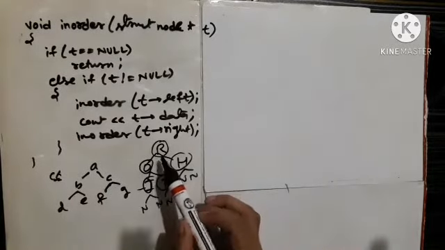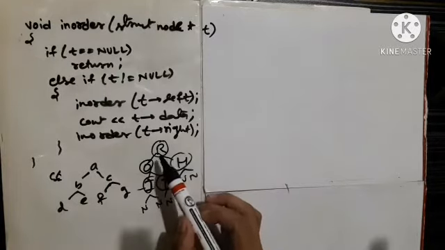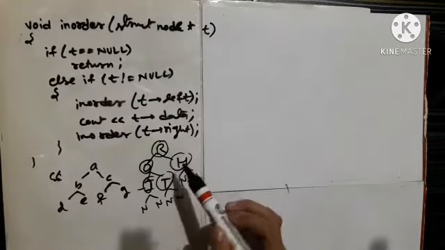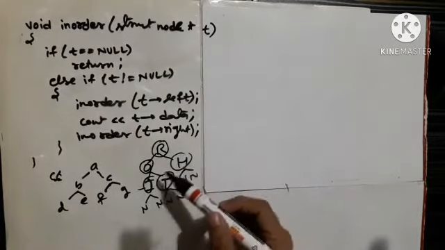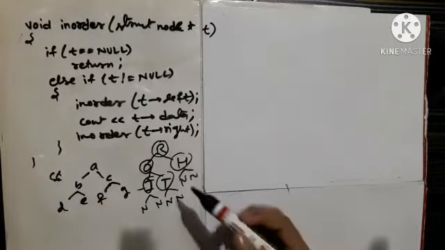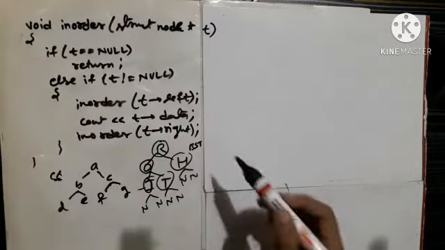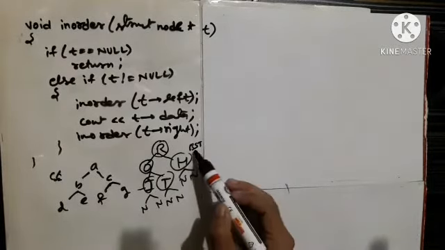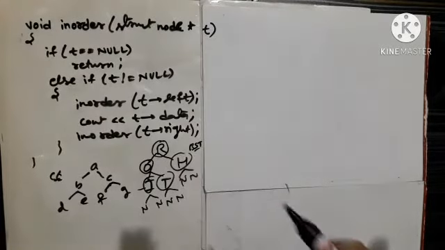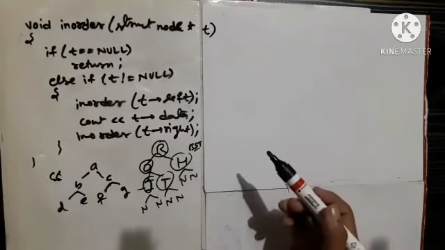What is the left of this node R? O is the left of R, and H is the right of R. So in this way, this is actually a tree. This is a BST, or you can say binary tree. We will discuss what is BST in the tree playlist. But this is a tree, and in order to traverse the tree, we have different types of tree traversals.